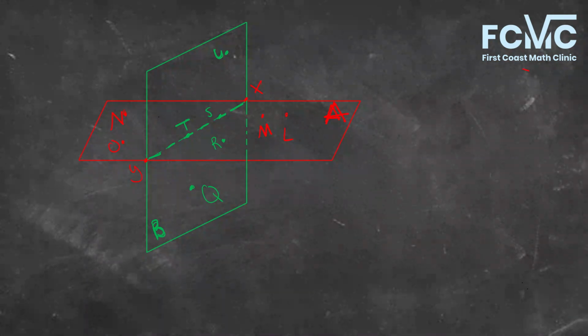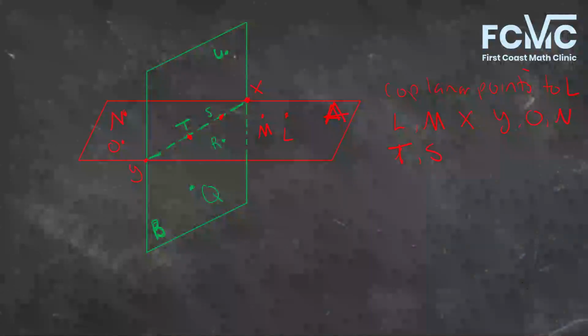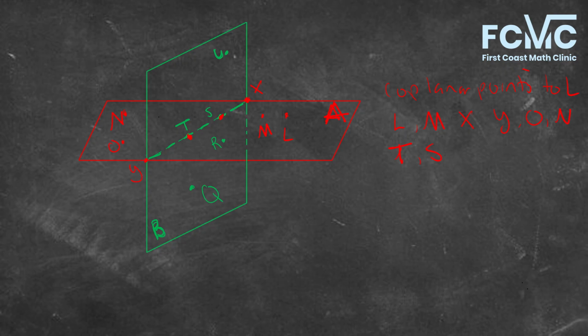The first thing I want to do is find all the coplanar points to this point L right here. Well, we notice that L is on plane A, so what other points are on A? We've got point L, point M, we've got point X and Y. X is here, Y is here, still on our plane A, point O and N, and we also have T and S. T and S are on the intersection of plane B and plane A, so T and S are all going to be coplanar to point L.